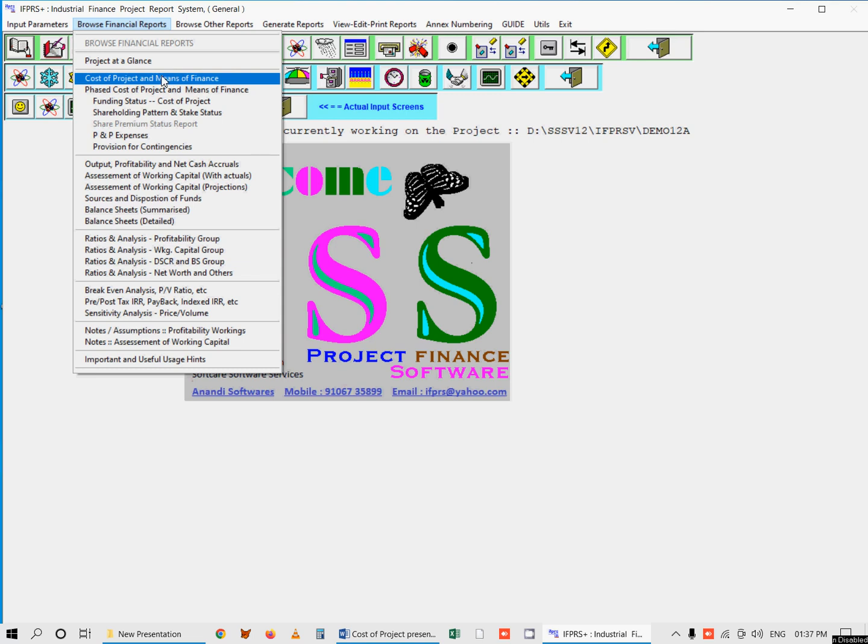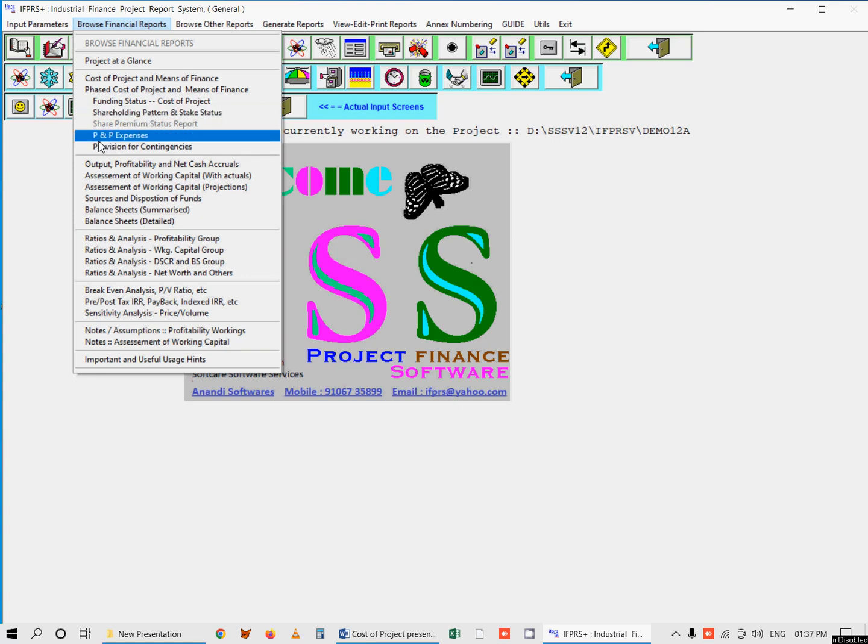As phased cost of project and phased means of finance, as spread over the next 5 years. Funding status of cost of project, ensuring your term loan does not exceed its assessed coverage. Stake and holding status as among different partners, promoters group.